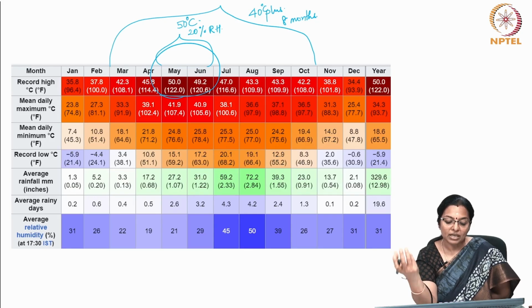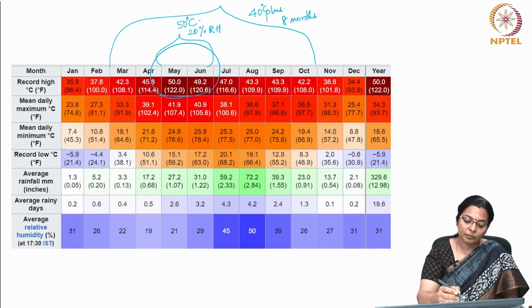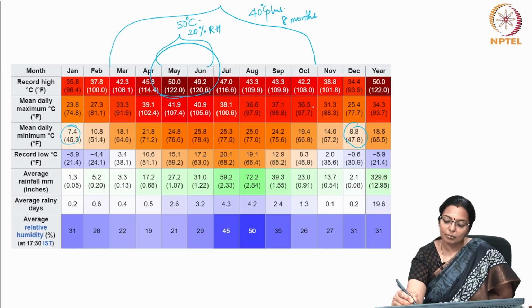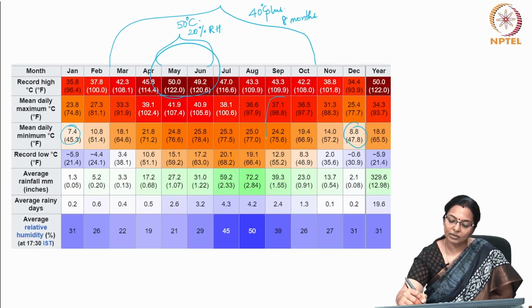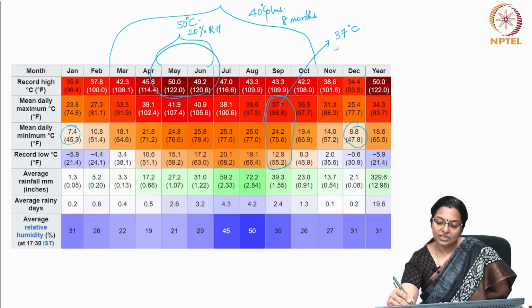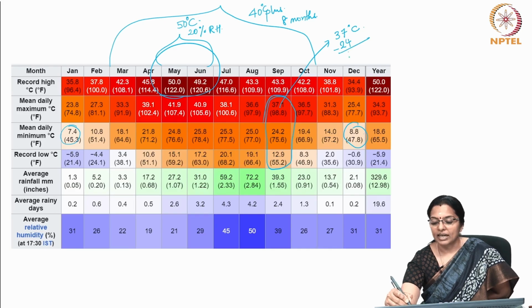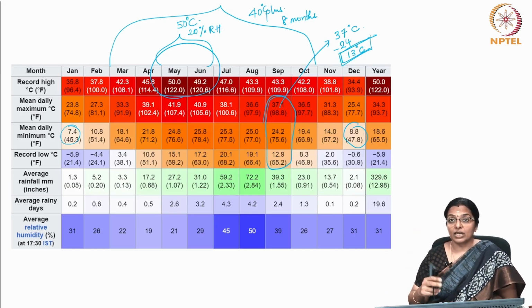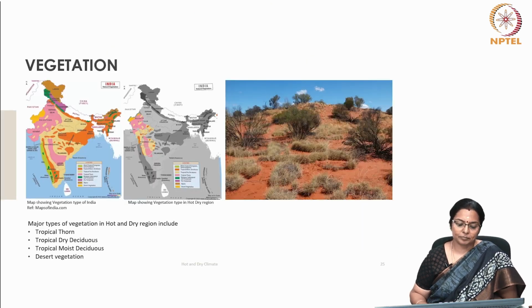If you look at the minimum temperature, it can go down to 7 or 8 degrees centigrade. Now here you can see, taking September randomly, when the mean daily maximum is 37 degrees centigrade, the minimum temperature is 24 degrees centigrade, indicating a diurnal variation of 13 degrees centigrade. So it has very high diurnal variations.